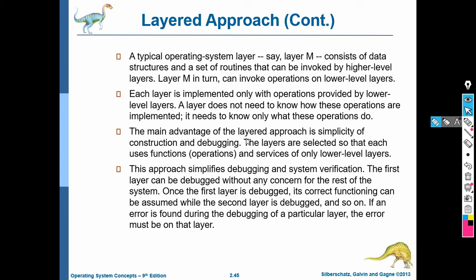The main advantage of the layered approach is simplicity of construction and debugging. The layers are selected so that each uses the functions, operations and services of only lower level layers. This approach simplifies debugging and system verification. The first layer can be debugged without any concern for the rest of the system. Once the first layer is debugged, its correct functioning can be assumed while the second layer is debugged, and so on. If an error is found during the debugging of a particular layer, the error must be on that layer.